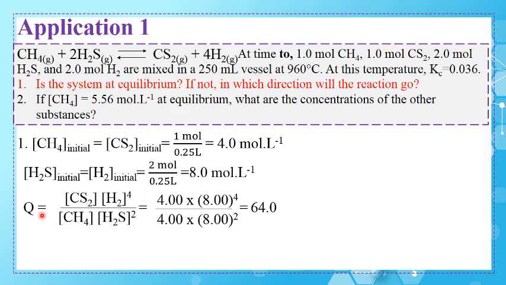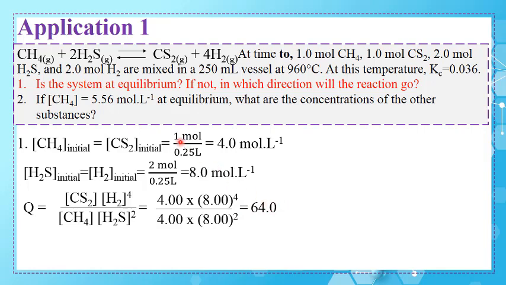Now, what is Q? Q would be written in the same way as Kc. As you noticed, here is H2, the product, exponent 4, multiplied by CS2, divided by the CH4 concentration multiplied by H2S squared. Now, what are the values here? The values are 4 times 8, as you can see, multiplied by 4. So we will get the following value of Q.